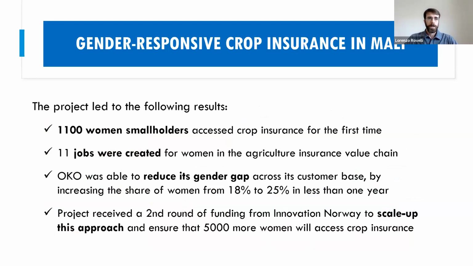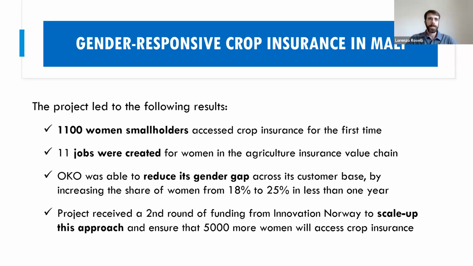Thanks to this project and this approach, for the first time, 1,100 women smallholders got to access crop insurance. And I would add, they paid for it, so there was no subsidy at all here. That also allowed us to create new jobs for women in a non-traditional sector, which is crop insurance. And OCO was able to reduce its gender gap by increasing the share of women from, I think, 18 to 25% in less than 1 year.